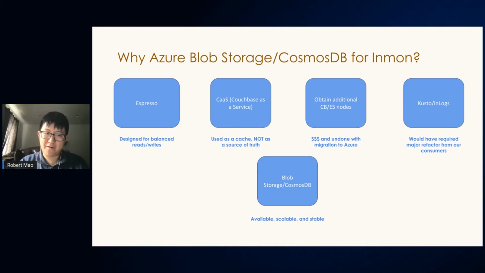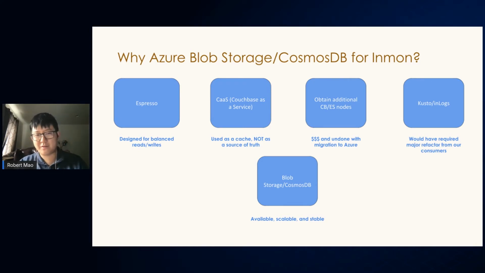We considered it, but Espresso was expressly designed for balanced reads and writes, and our traffic is much more write-heavy than read-heavy. The vast majority of the test results that we shoved in are successes, which people are not typically interested in. They're more interested in failures, which constitute perhaps 1-2%, if everything's going right, of the overall test result set. So that was also not a win. Plus, Inmod monitors Espresso, and using something that we monitor directly within the tooling that we need to make it work didn't seem like a particularly wise idea.